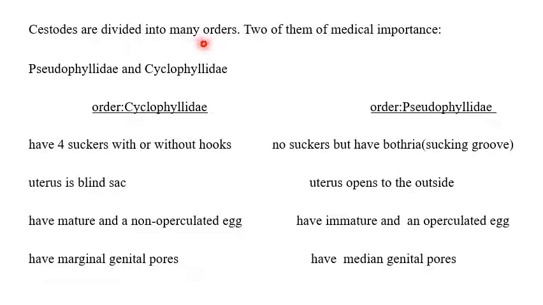Cestodes are divided into many orders, two of them of medical importance: Pseudophyllidea and Cyclophyllidea. The differences are: order Cyclophyllidea have 4 suckers with or without hooks, but Pseudophyllidea have no suckers but have bothria, sucking grooves. In Cyclophyllidea, the uterus is a blind sac. In Pseudophyllidea, the uterus opens to the outside. Cyclophyllidea have mature and non-operculated eggs, while Pseudophyllidea have immature and operculated eggs.